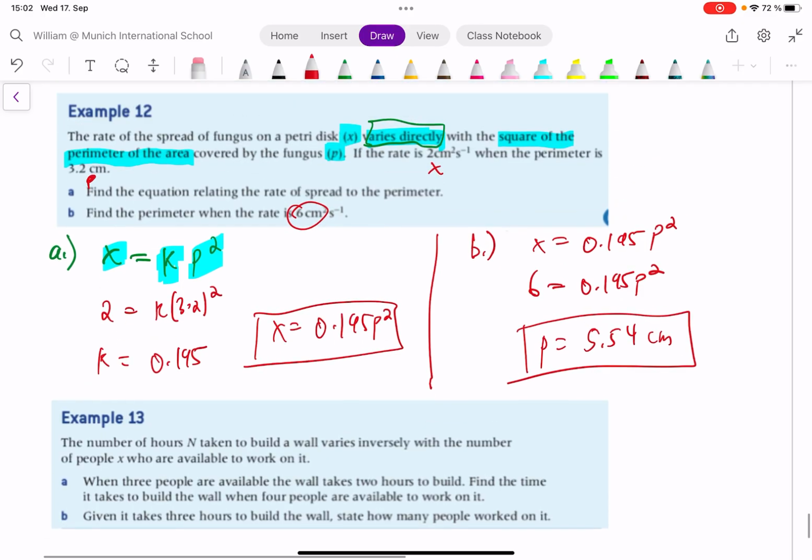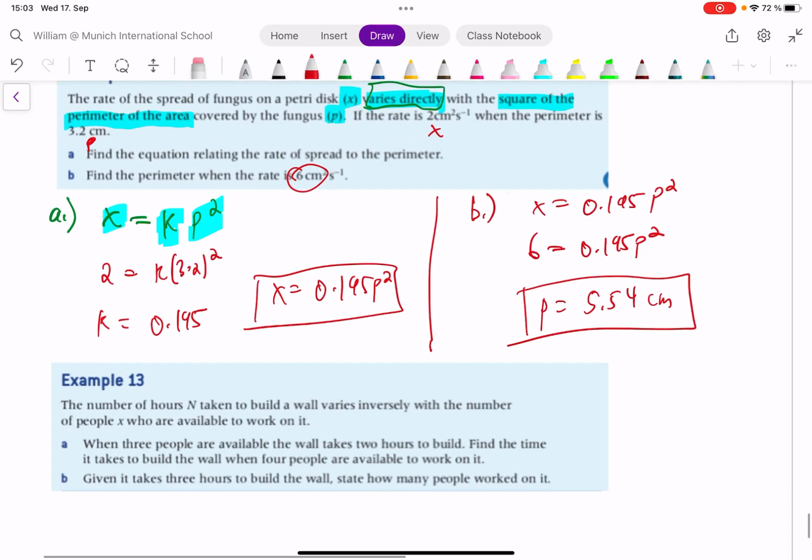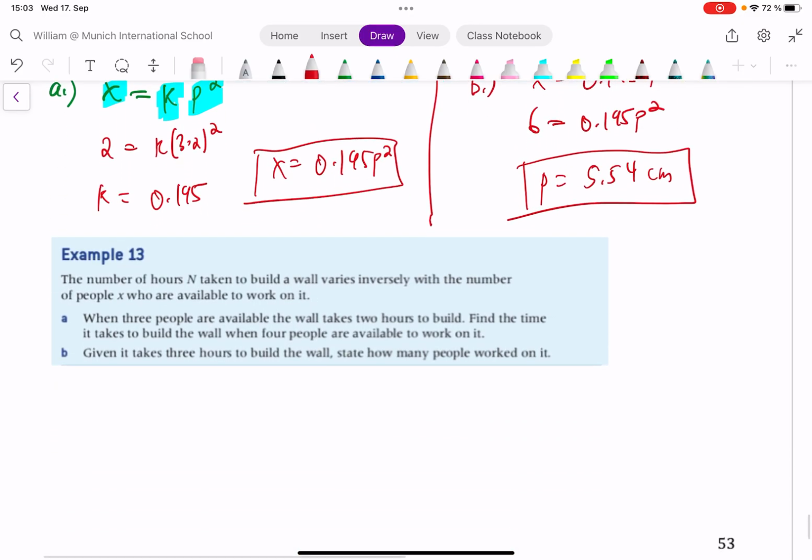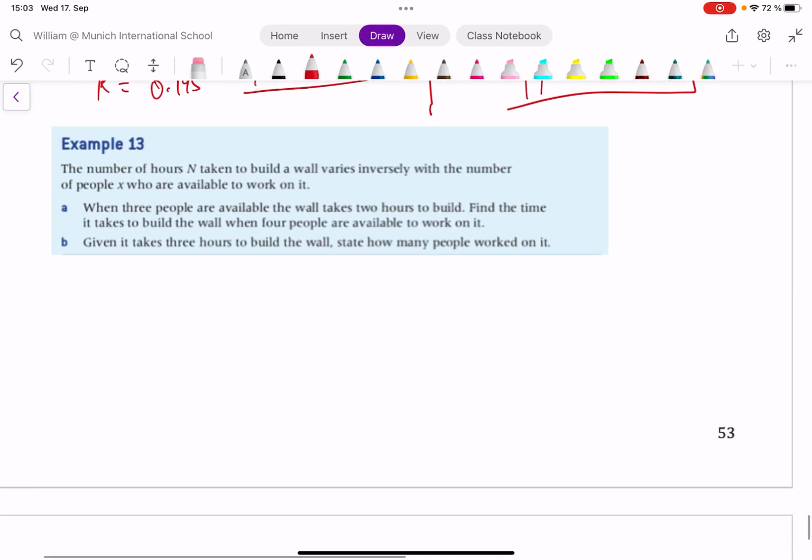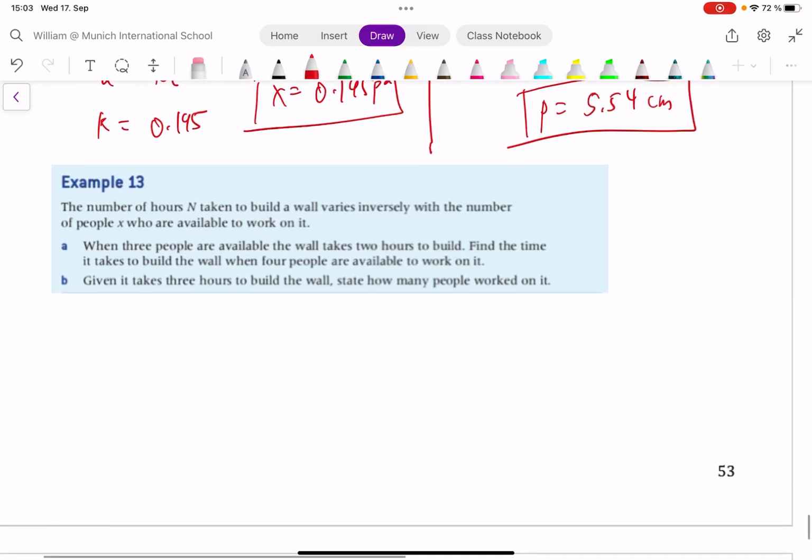Okay, so that's varying directly. When you vary directly, you're just a multiple of it. And then what we also have is this varying inversely. So when something varies inversely, one of the variables is in the denominator, right? So for example, here it says the number of hours it takes to build a wall varies inversely with the number of people who work on it.